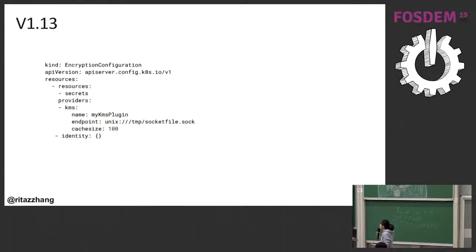So here's an example of what your configuration file looks like. You just have to tell Kubernetes, I want to use a KMS provider for encryption, and the endpoint for that particular plugin lives on this Unix socket. This is how you tell Kubernetes to talk to this endpoint for the server application.